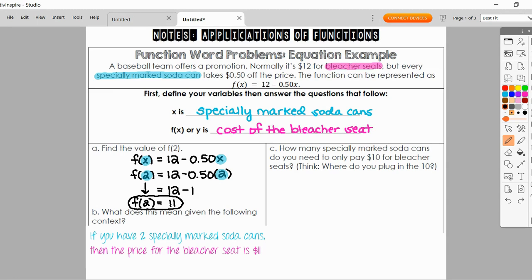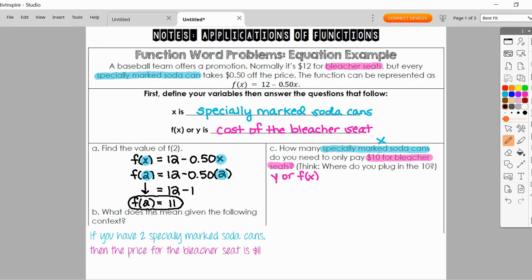For example C, we have how many specially marked soda cans. So I'll highlight that in blue because that's going to be our x value we're looking for. We're not given it, we're wondering how many. Do you need to only pay $10, so that's our number we're given, for bleacher seats? Well, that bleacher seat again was going to be my y value.